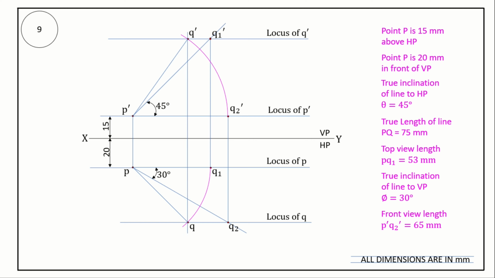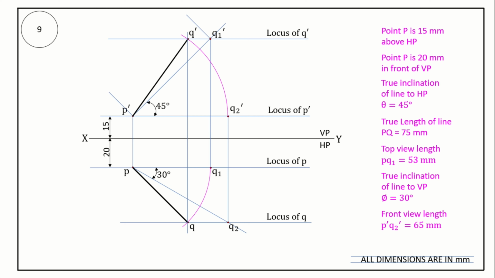Now, check whether both the points Q dash and Q lie in the same projector. If it is correct, then darken the answer. Darken the P dash Q dash line, the front view. Darken the PQ line, the top view. So here we have drawn both the front view and top view of the line PQ. So this is the projection of the given line PQ.